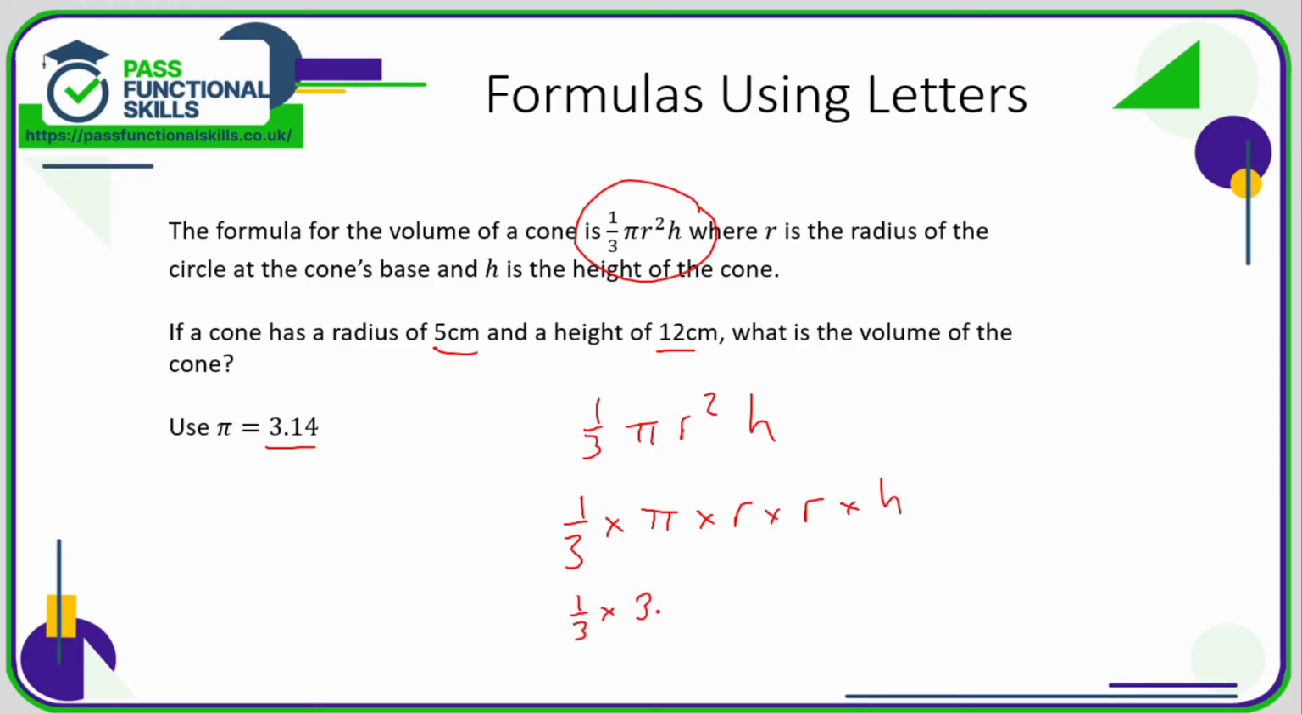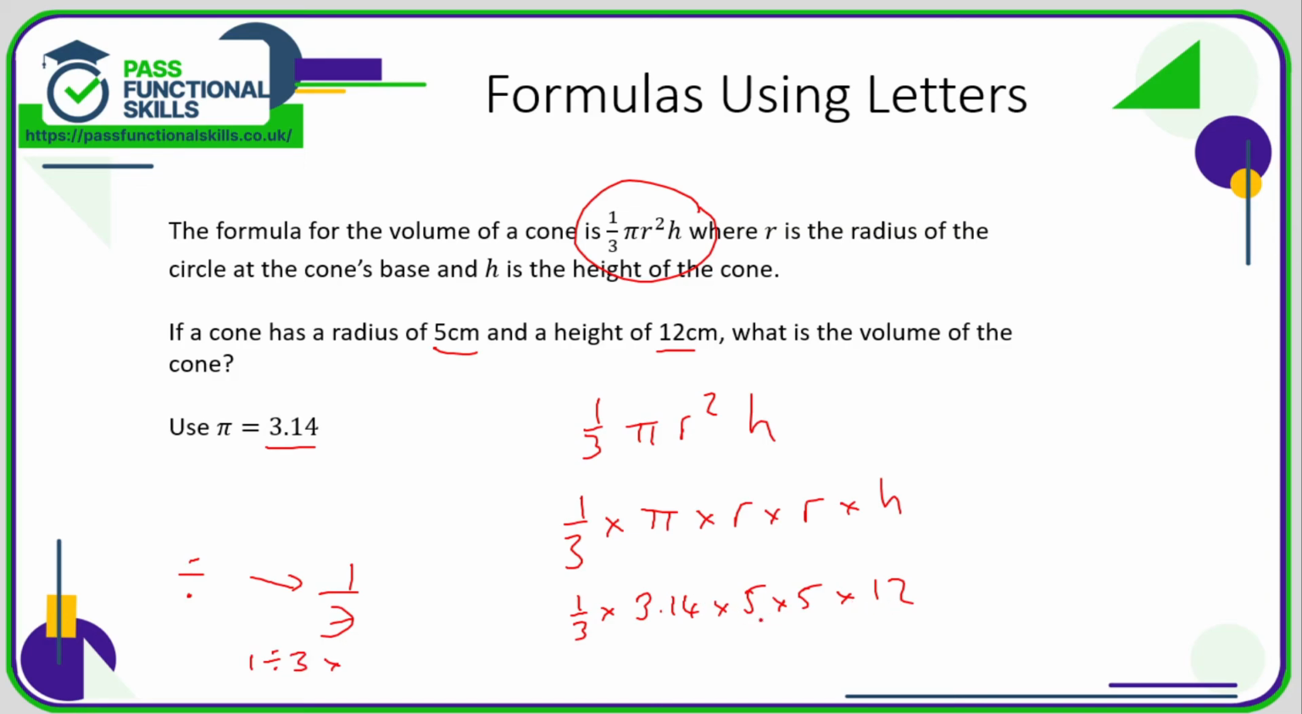So pi, we've been told, is 3.14, the radius is 5, and the height is 12. So all we need to do is just reach for our calculator and just type it all in. The only thing you might struggle with is the 1/3. What you could do is just 3.14 times 5 times 5 times 12 and just divide it all by 3. Or you could type in 1/3, this line means divide, so you could just do 1 divided by 3 times 3.14 times 5 times 5 times 12.